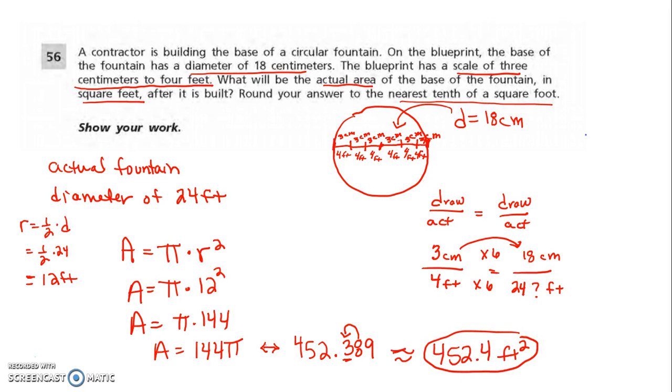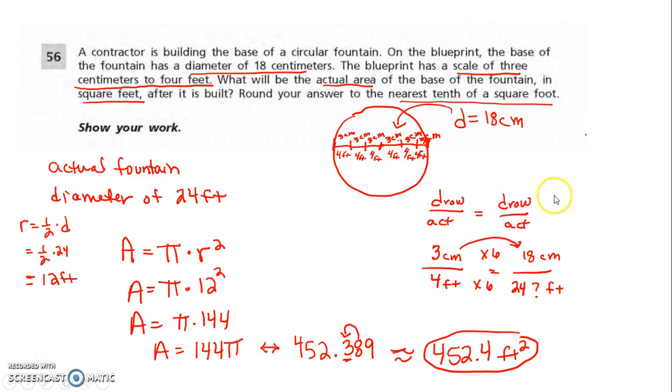So you had to take your drawing, figure out what the diameter would be for the actual circular fountain, then use that information to find the radius of the actual fountain, and then finally the area of the actual fountain, rounding to the nearest tenth of a square foot.